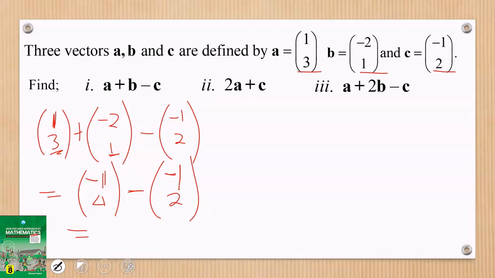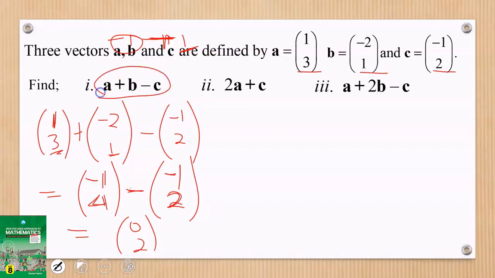And the reason is this. We have -1 minus -1. The two negatives will add up to give us positive. So we are going to get -1 plus 1, which is 0. And so our answer here will be 0. Then we have 4 minus 2, and that will just give us 2. So the vector for this question is (0, 2).